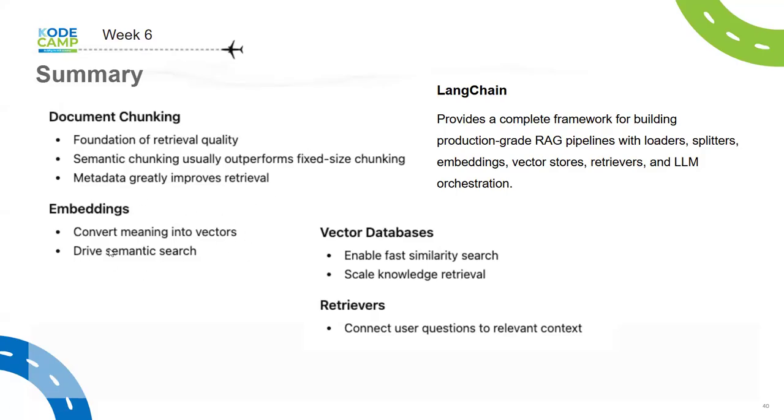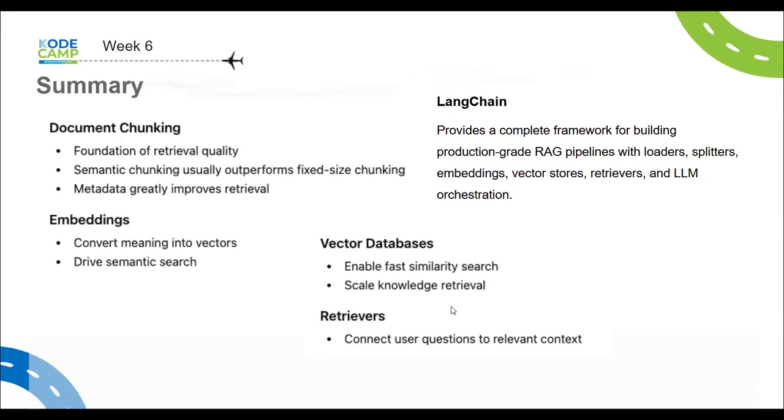For embeddings, embeddings will convert meaning into vectors, yeah, and it drives semantic search. It's embeddings that give RAG the power that it has to essentially allow your large language model to have more meaningful context to respond to user queries. Vector databases enable fast similarity search and they allow the knowledge retrieval to scale. They are very highly optimized, very fast, very powerful, and they can scale.